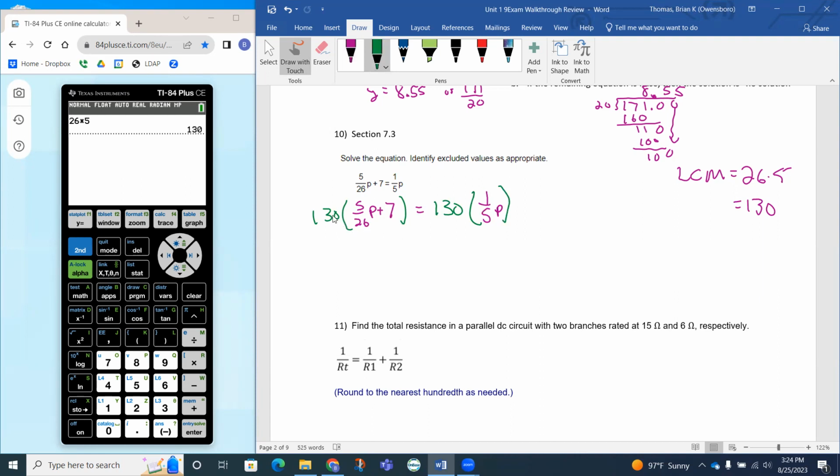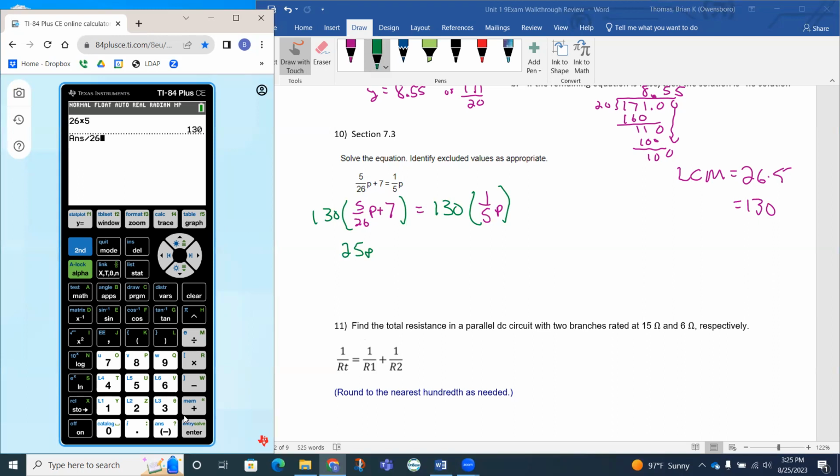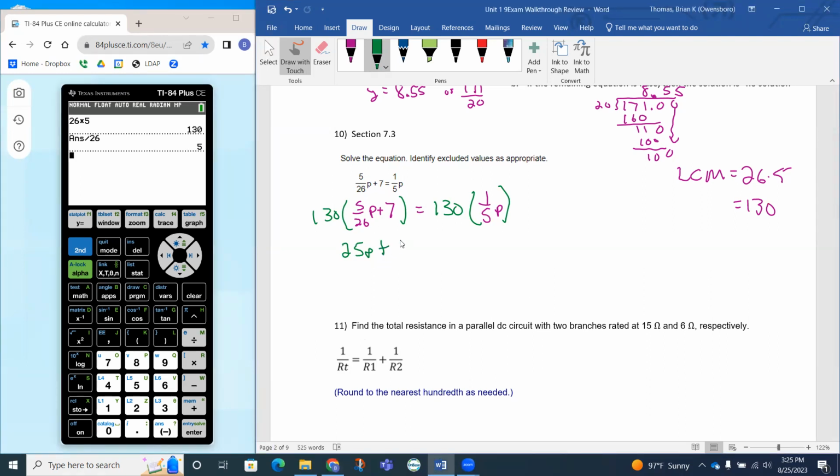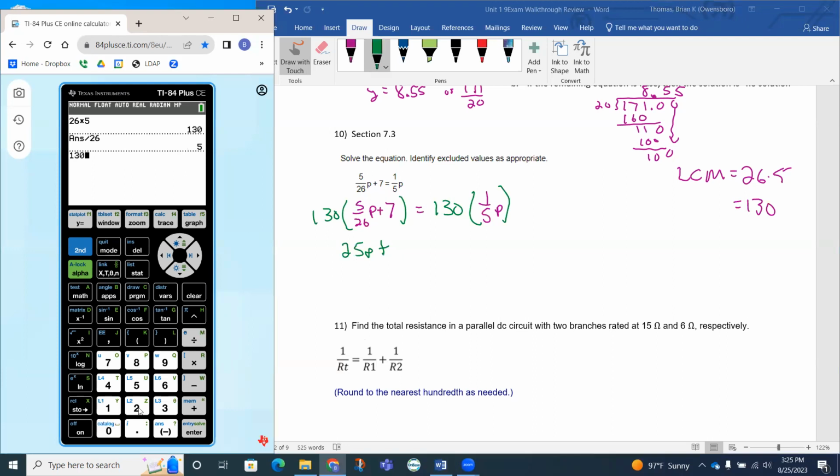So again, the reason we multiply by 130 is to cancel out with this 26. Notice that 26 times 5 gave me this 130. So if I cancel a 26 into the 130, that should give me a 5. So 5 times 5p should be 25p. If you wanted to, you could use your calculator and divide 130 by the 26, and it should give you the 5. It's the same thing. Then I multiply the 130 times the 7. There's no canceling there, so the 130 has to multiply to the 7, and it doesn't get knocked out at all. So 130 times 7 gives me 910.